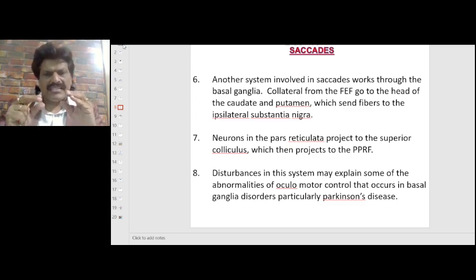Collaterals from the frontal eye fields area number 8 go to the head of the caudate and putamen, which sends fibers to the ipsilateral substantia nigra. Neurons in the pars reticulata project to the superior colliculus, which then projects to the PPRF. Disturbances in this system may explain some of the abnormalities of ocular motor control that occur in basal ganglia disorders, particularly Parkinson's disease.